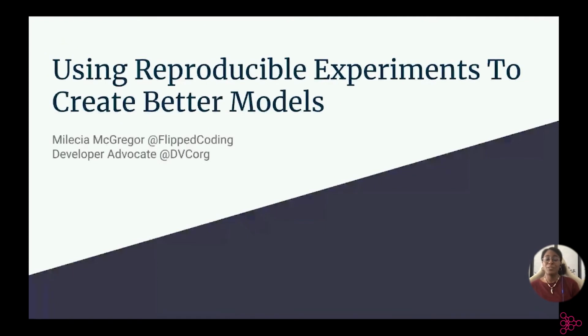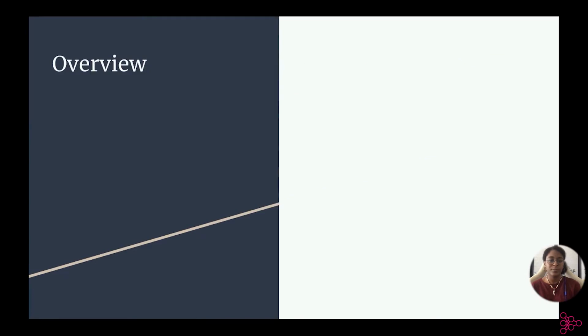All right. Hi, everybody. I'm going to attempt to do the crazy thing of sharing my screen today. So my name is Milecia Mcgregor, and I'm a developer advocate at Iterative.AI. But my background is kind of all over the place, like you heard in that nice introduction. So today I want to talk to you about using reproducible experiments to make better machine learning models.